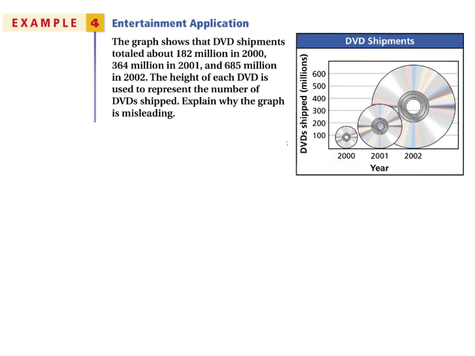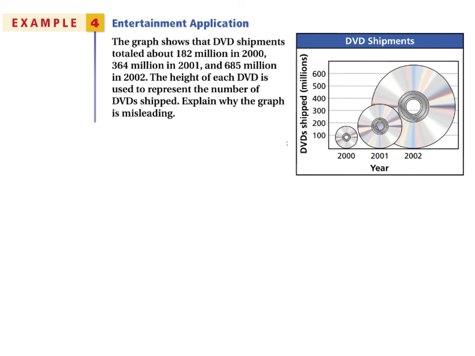Our last example is about an applicational problem. It says that the graph shows that DVD shipments totaled about 182 million in the year 2000, 364 million in 2001, and 685 million in 2002. The height of each DVD is used to represent the number of DVDs shipped. Explain why the graph is misleading.